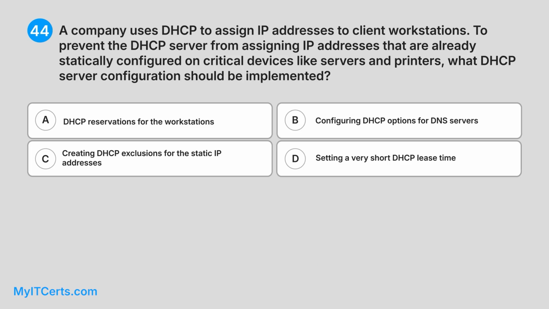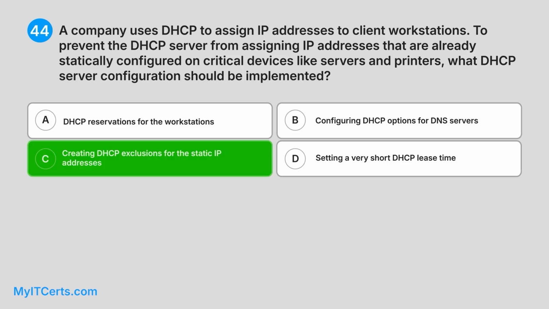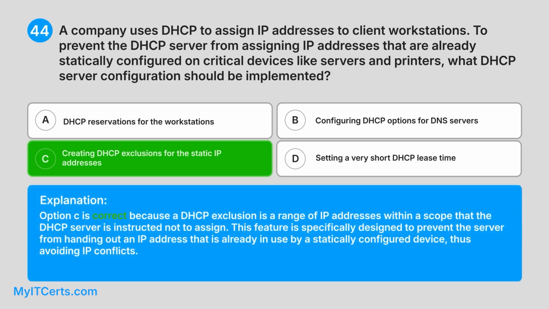Correct answer, C. Creating DHCP exclusions for the static IP addresses. Explanation. Option C is correct because a DHCP exclusion is a range of IP addresses within a scope that the DHCP server is instructed not to assign. This feature is specifically designed to prevent the server from handing out an IP address that is already in use by a statically configured device, thus avoiding IP conflicts.